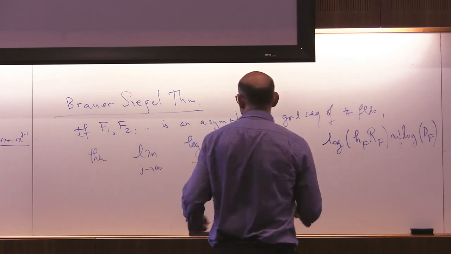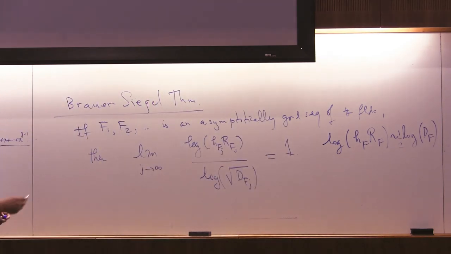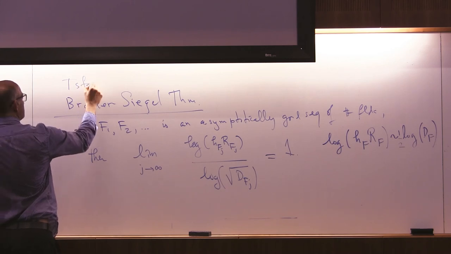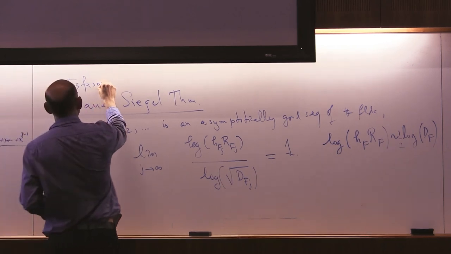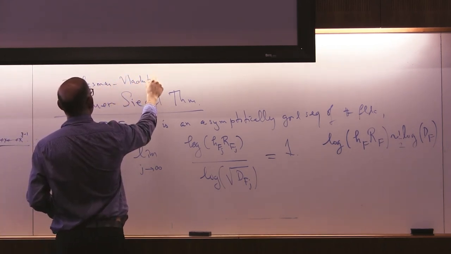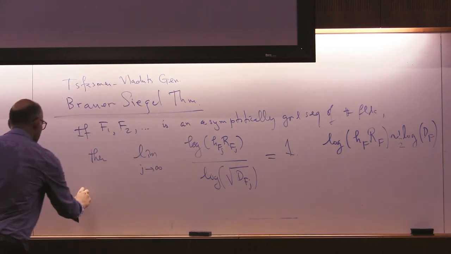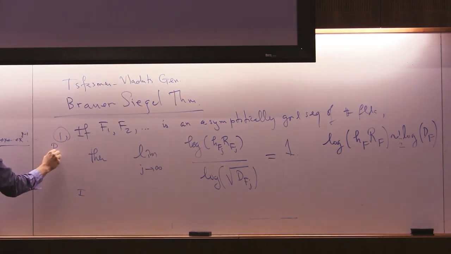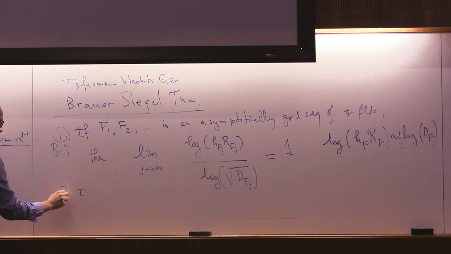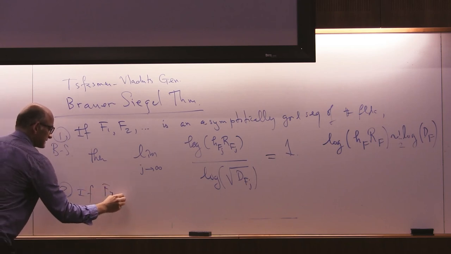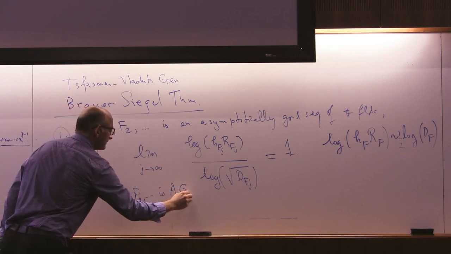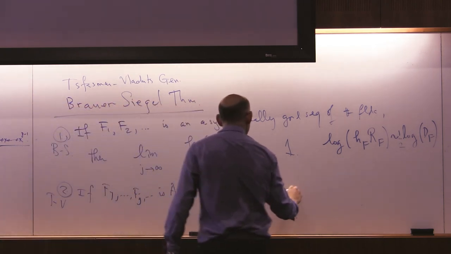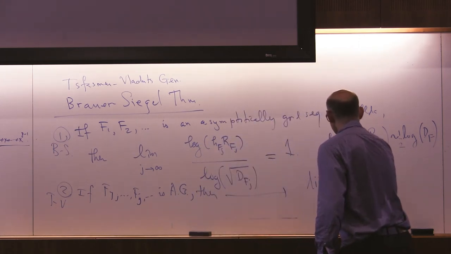Now, just to end, since it was the title of my talk, here's the Tsfasman-Vladut. So the Brauer-Siegel theorem goes back to the 1930s. Okay? The Tsfasman-Vladut generalization says, so this is part one, Brauer-Siegel. Part two, Tsfasman-Vladut, if the sequence F1, F2, etc., is asymptotically good, then this limit still exists.